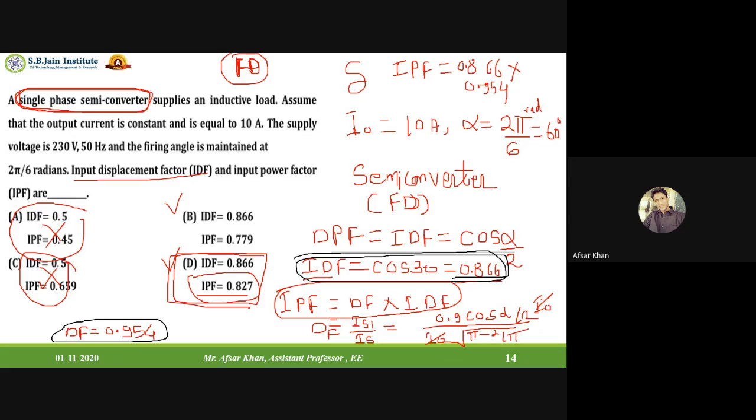So is THD asked there? No. Okay, so it is about rectifier. Now we solve one chopper question. It is very interesting. It is also some concept.